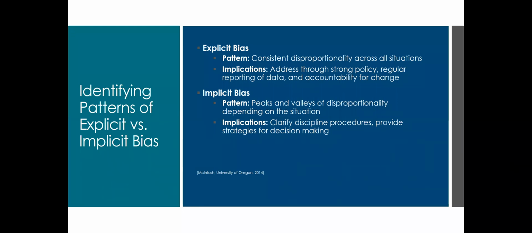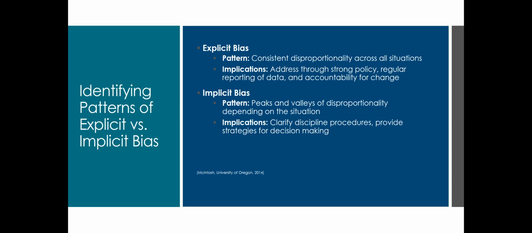Not to go too far into that, but what I want us to think about is, as we're looking at data, what we can start to pinpoint is that explicit bias, things that are in your face, very clear, would show as a pattern of consistent disproportionality across all situations. So, let's say we have a group of Latino boys, and in our data set, we're seeing that across settings, meaning in the classroom, in the hallway, in the cafeteria, at the bus, consistently our Latino boys are receiving some type of disciplinary referral, some type of disciplinary outcome, etc. That is a lot, that's explicit. We can pinpoint that it's this particular group that is receiving the most and it's across the board.